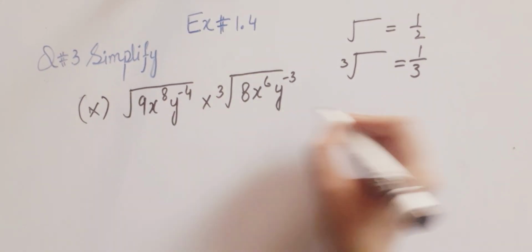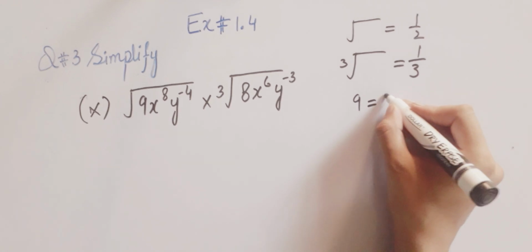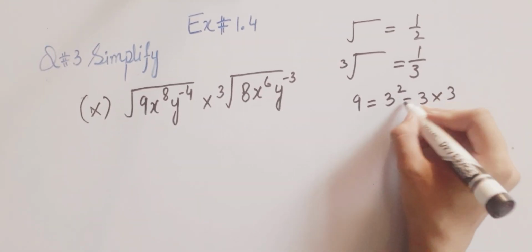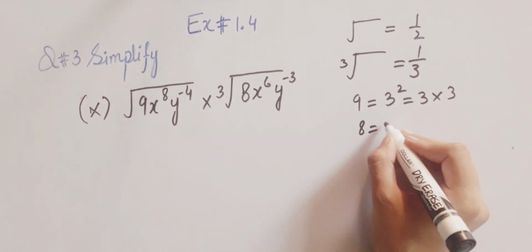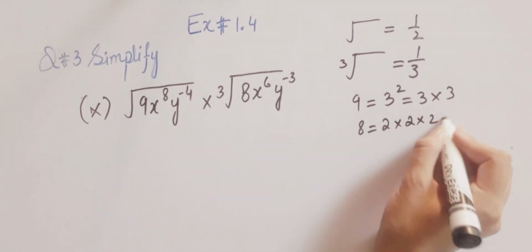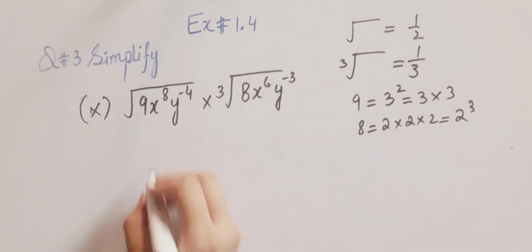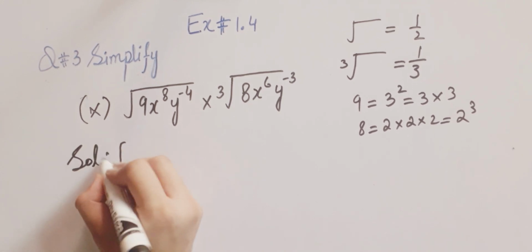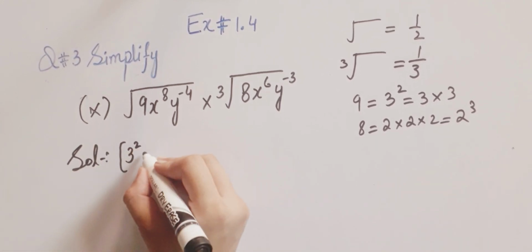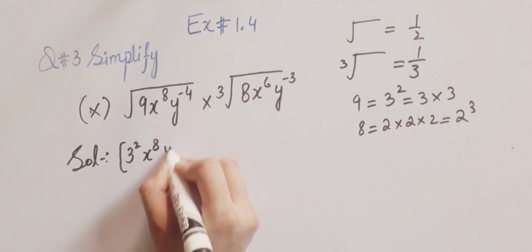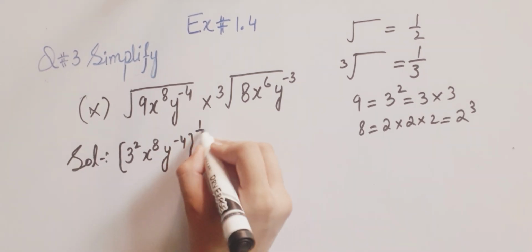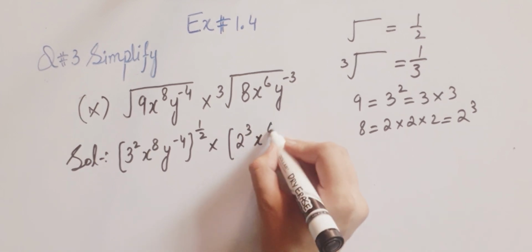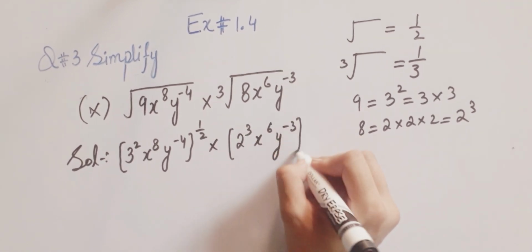We can write 9 as 3 square, because when we multiply 3 into 3 we have 9, and 8 as 2 multiply 2 multiply 2, which is 2 power 3. So we will write 9 as 3 square, x 8 y minus 4 power 1 by 2, and 8 as 2 power 3, x 6 y minus 3 power 1 by 3.